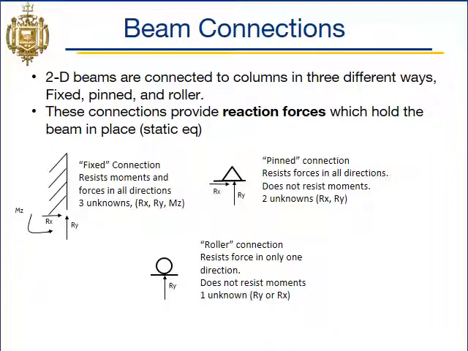So beams are all connected, again, to some type of column or maybe another beam, but it doesn't really make a difference because we make assumptions about those types of connections in one of three ways. We can say that those connections are one of three different types. The first one is a fixed connection. That's modeled by this symbol right here, this straight line with these angled lines.